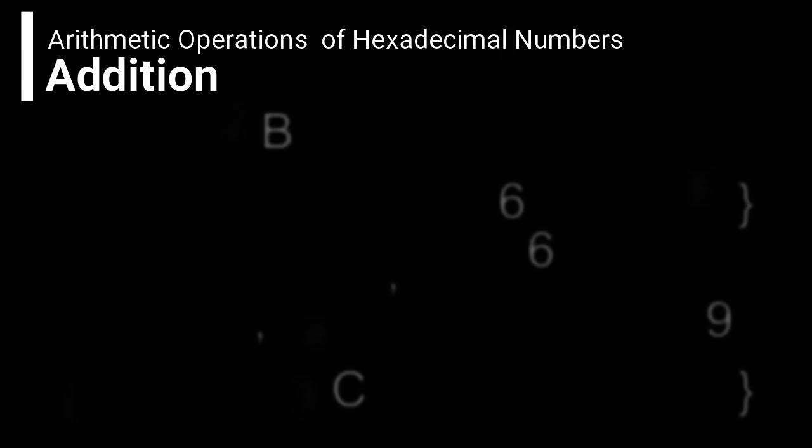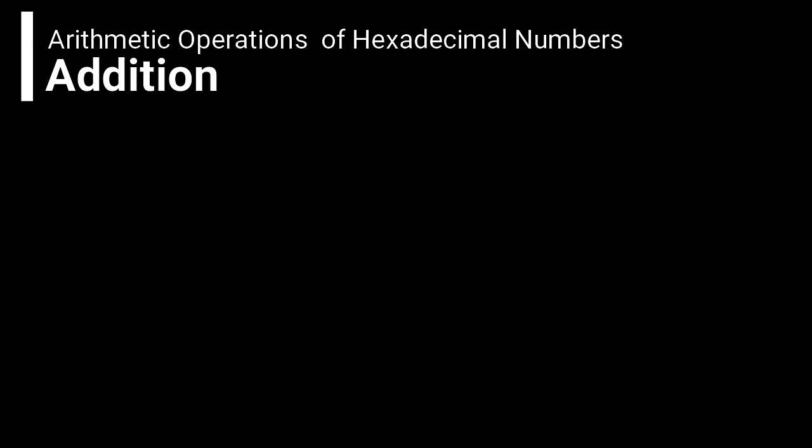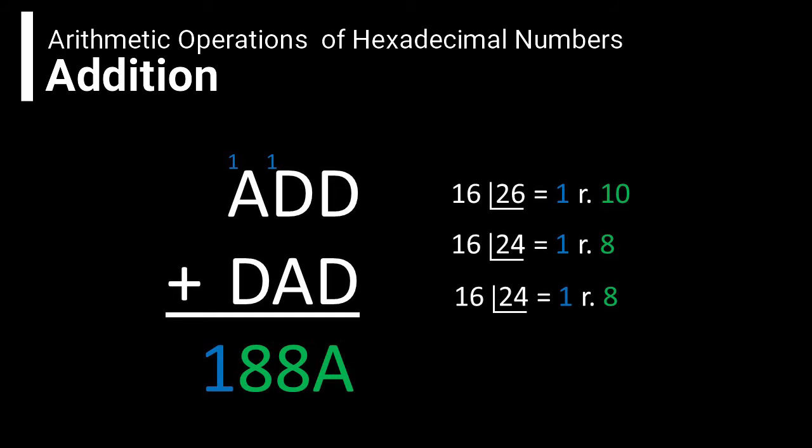Hexadecimal numbers have a base of 16 that includes 0, 1, 2, 3, 4, 5, 6, 7, 8, 9, and A, B, C, D, E, F. Arithmetic operation of hexadecimal numbers can be performed using the addition table for hexadecimal numbers, which is given as below. For example, ADD plus DAD. We can use the table for the following steps.